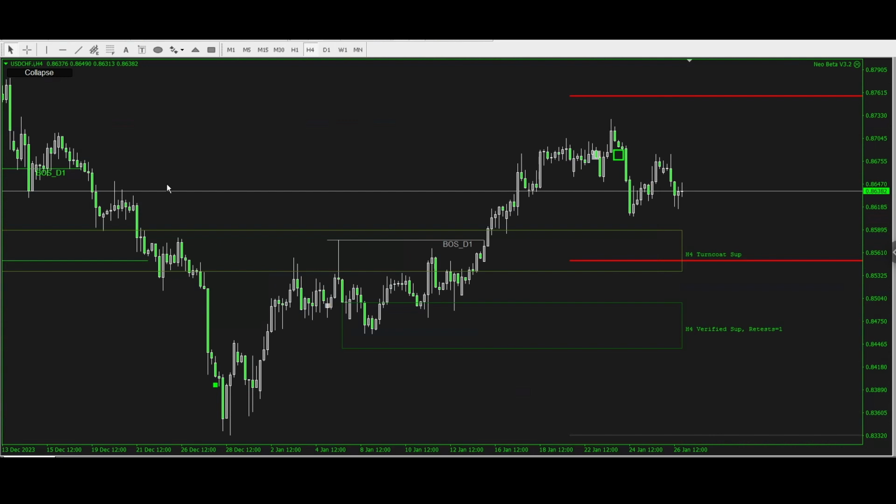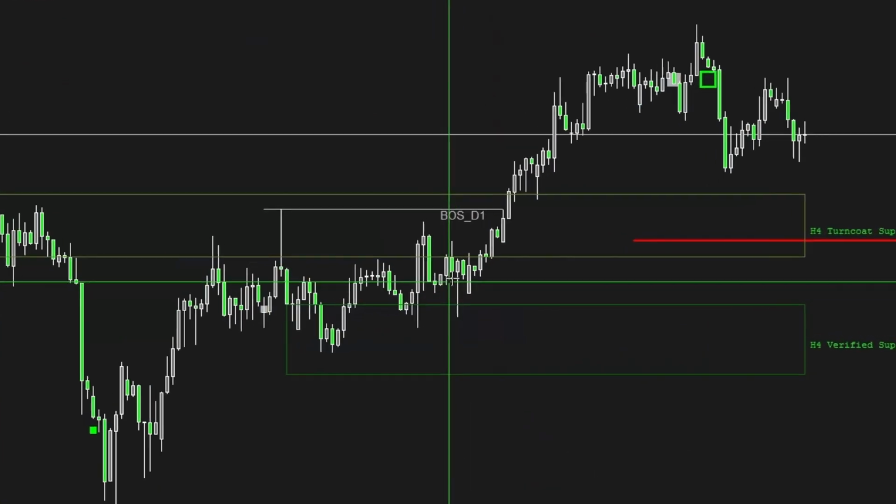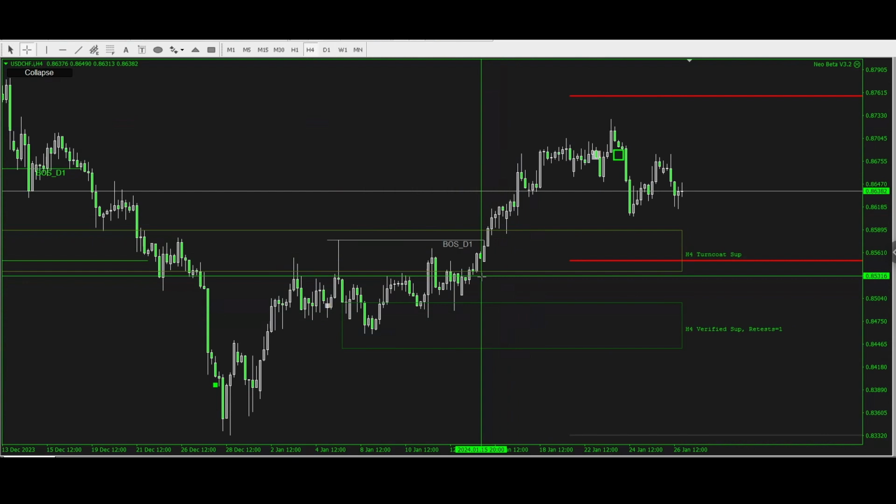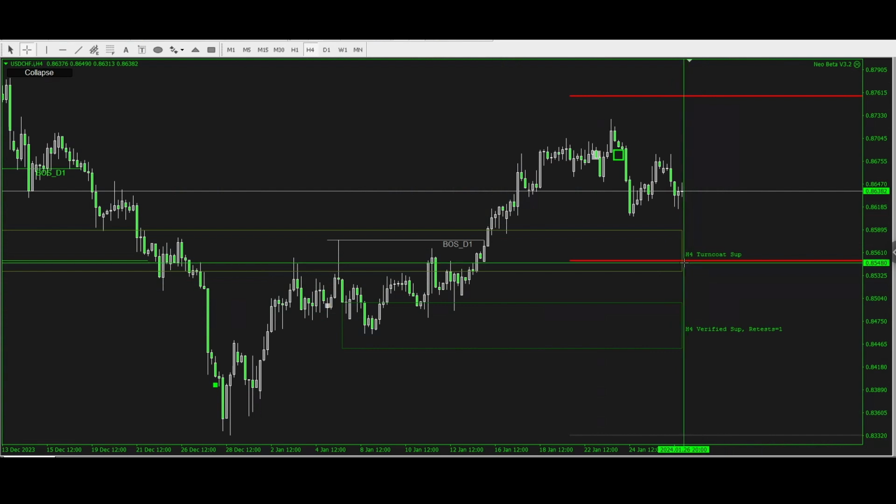I'm currently on the 4-hour time frame, and this is NEO strategy 2. Like I said, you can pay attention to the video in the description below to see even more about this. What we can see in front of us here is a daily break of structure. Now this is perfect because NEO actually has a multi-time frame break of structure system. So again, I'm on the 4-hour chart, but I can see a daily bullish break of structure over here. After the break of structure happens, I'm waiting for a support or resistance area to turn into a turncoat.